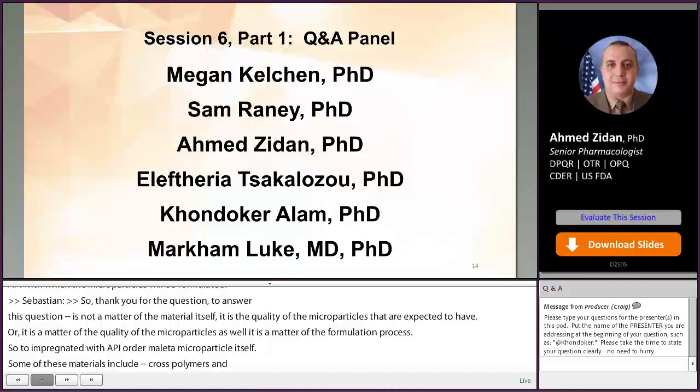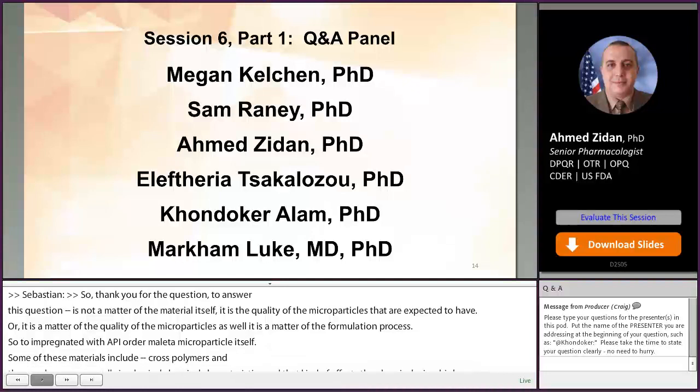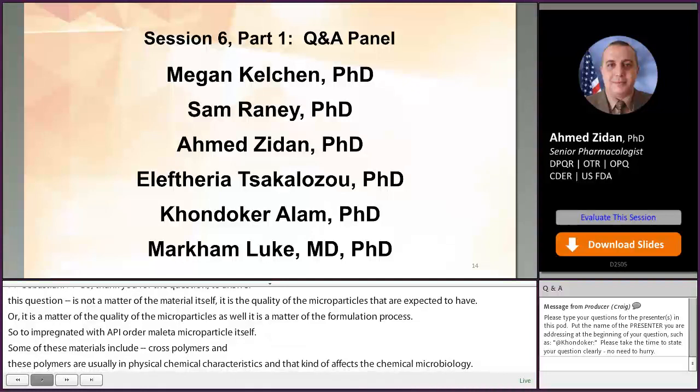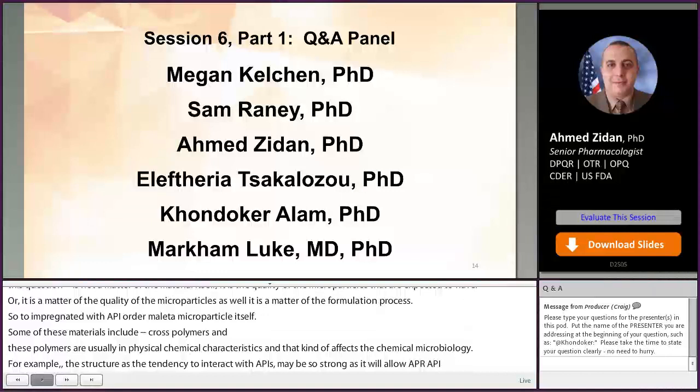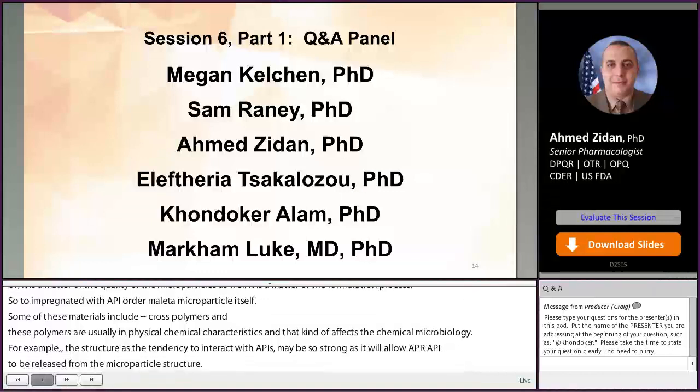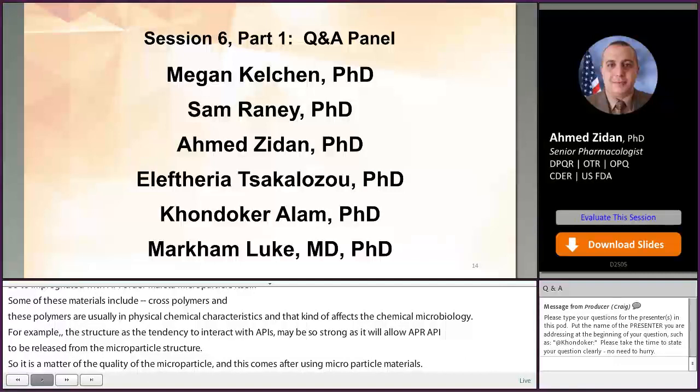For example, the pore structure, as well as the tendency to interact with certain APIs, so that the interaction may be so strong that it does not allow the API to be released from the microparticle structure. So it is a matter of the quality of the microparticle, and this comes after the safety of the microparticle material. So a non-biodegradable and inert microparticle is key for choice of the appropriate microparticle material to be used, as well as the formulation to be incorporated in.